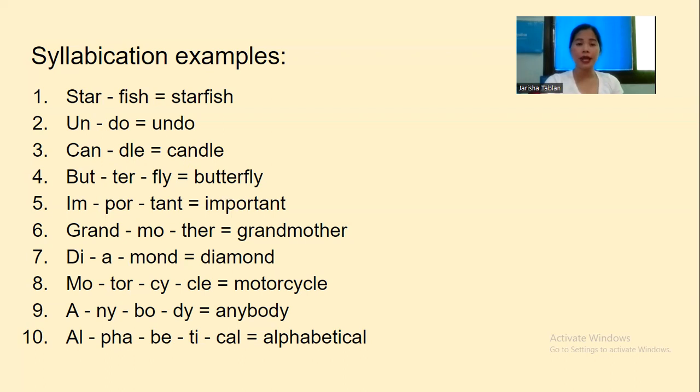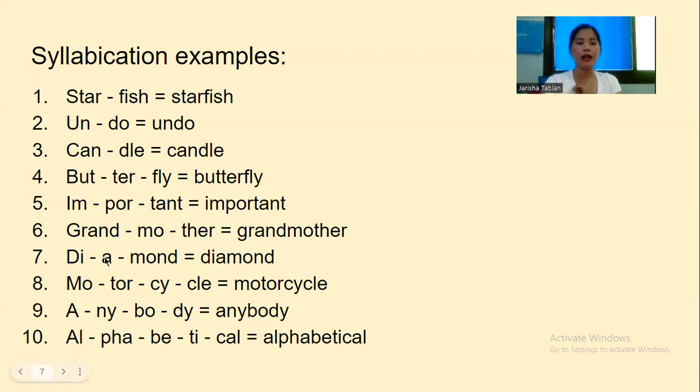Candle means tian. I don't know if I pronounce it well. Tian, candle. Next, we have number 4. Butterfly, butterfly. Read it together. Butterfly, butterfly.